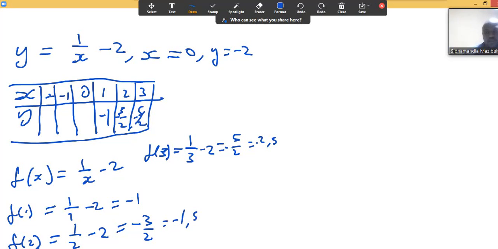We can now look at 0. If we put 0, it doesn't work, there's nothing there. If you put minus 1, you should get minus 3, because if you look at f at minus 1, what we're getting is 1 over minus 1 minus 2, that is minus 3. Let's look at minus 2.